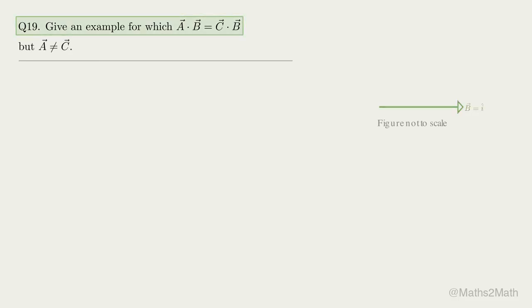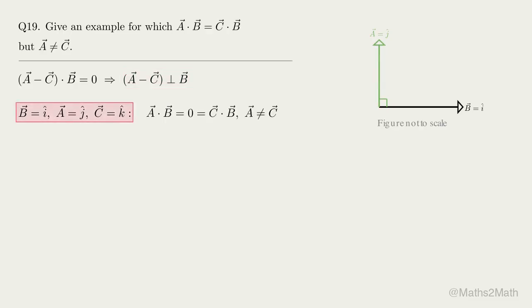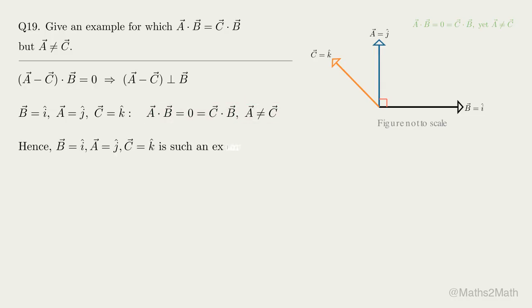Question 19. Give an example where A dot B equals C dot B, yet A is not equal to C. What does this mean? Dot products do not cancel. Equal projections need not mean equal vectors. The condition says A minus C is perpendicular to B. So pick B along x, and let A and C differ by a vector along y. For example, B is i hat, A is j hat, C is k hat. Then A dot B and C dot B are both 0, but A and C are different vectors. Hence, this example works. Equal dot products with B, unequal vectors.